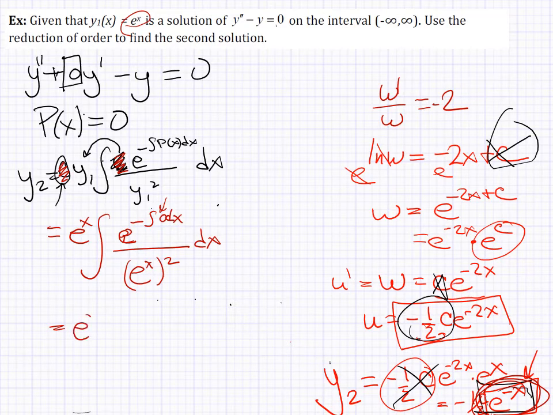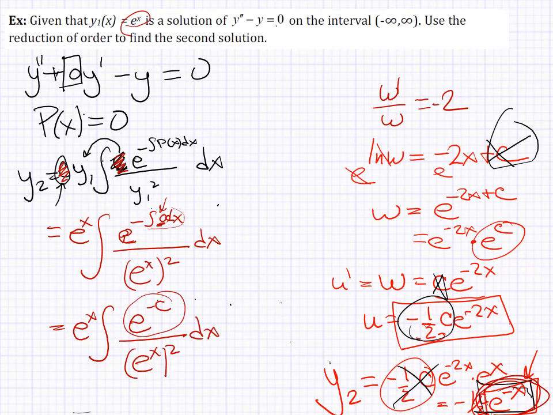We get e to the x times the integral of e to the negative integral of 0 dx. Well, integral of 0 is just a constant. So this is e to the negative c over e to the x squared dx. Now remember, e to the c, e to the negative c, that's just a big constant. So I could just call this whole thing c, and I could pull it all the way out to the front. Okay? Remember, I dropped off this other c too, which would have combined with all this stuff.